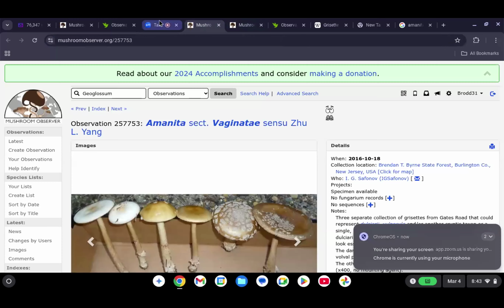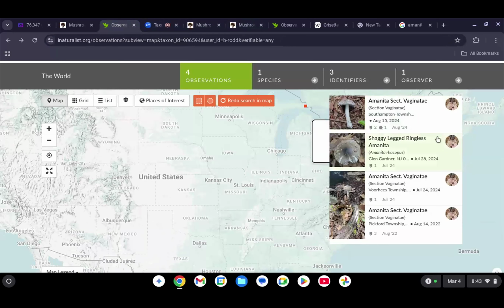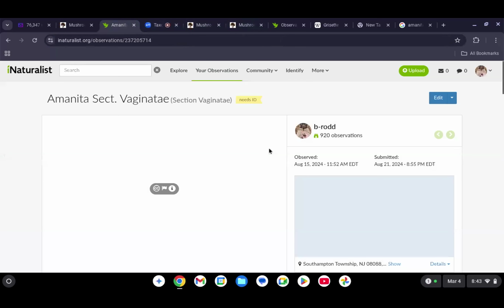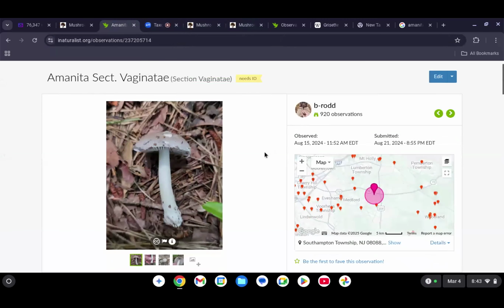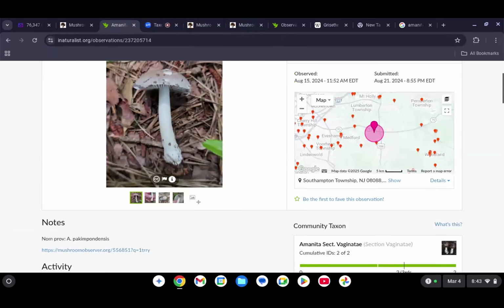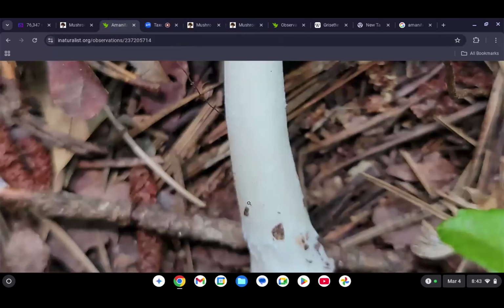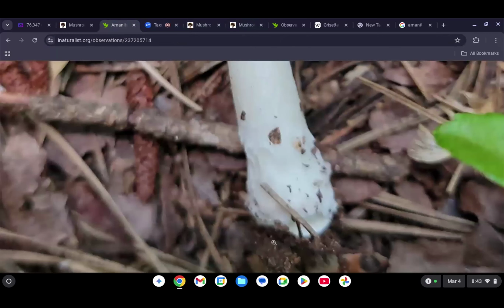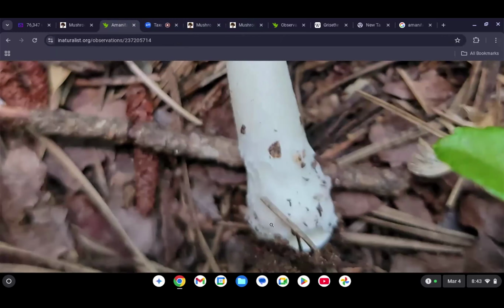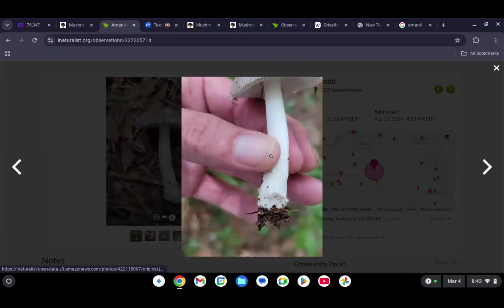All right. So let's see. I think it's this one. Yeah, so this is the one that got sequenced. And I've shared it here a bunch of times. And we've all pretty much speculated, yeah, it might be pakimpondensis. But the sequence came back.